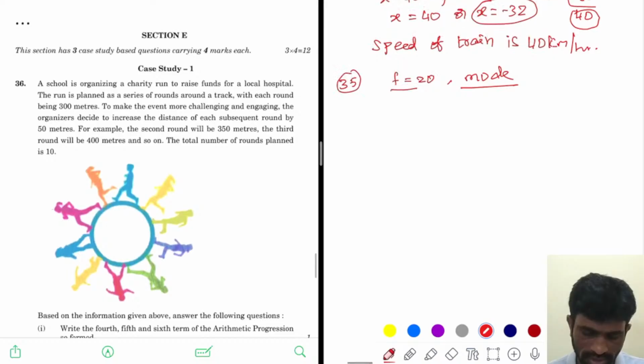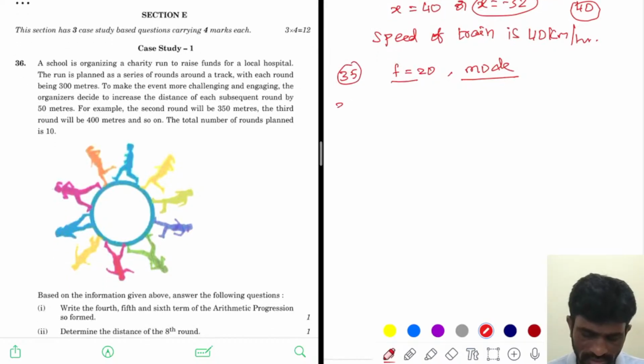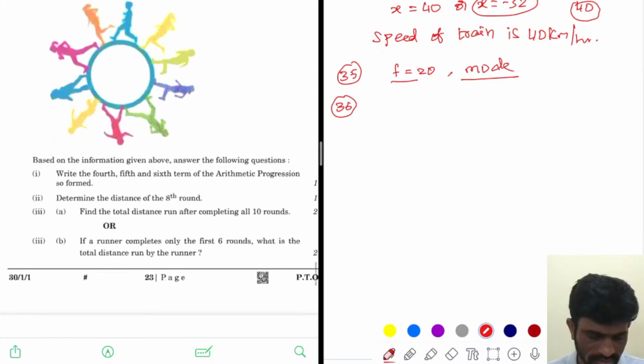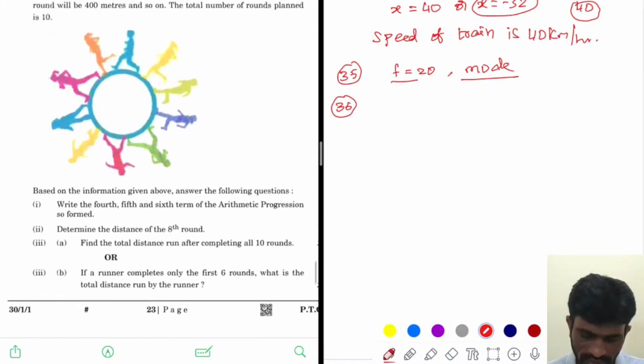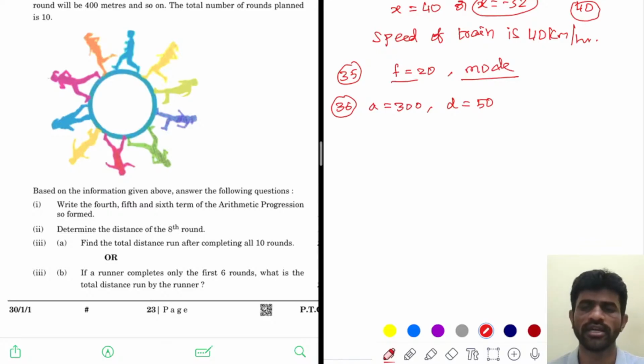And here case study questions are also not so difficult. First question, case study: A is given 300 and every time it is increased by 50. So A is 300 and D is 50. You have to find out.